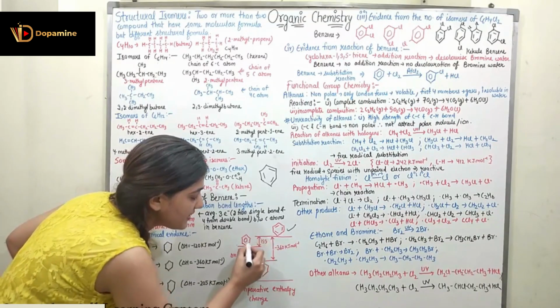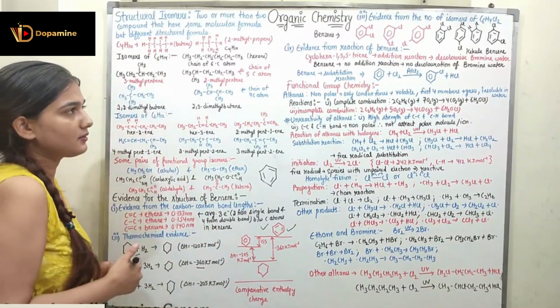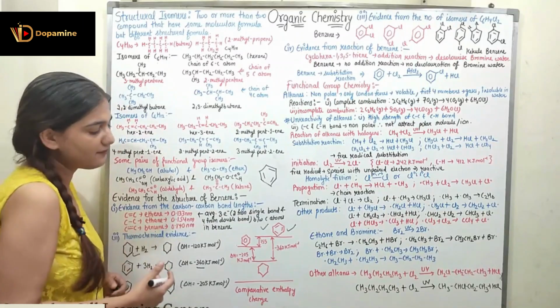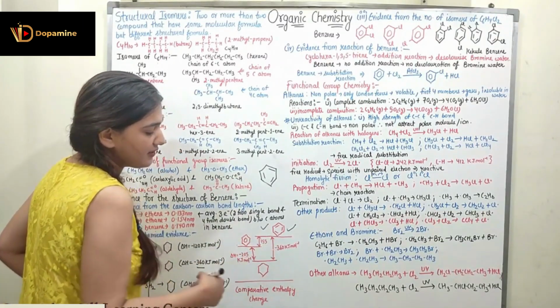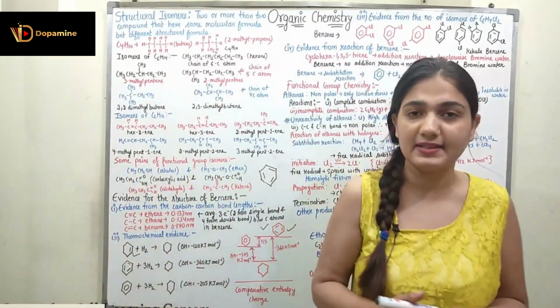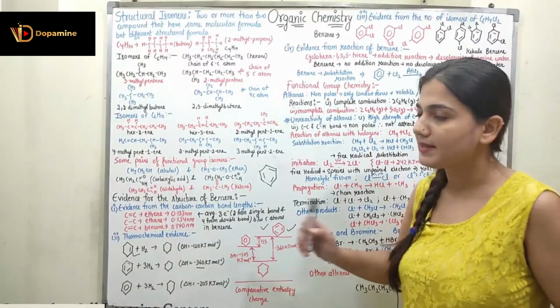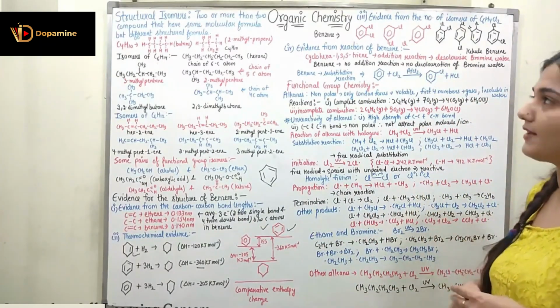So the benzene is more stable than cyclohexa-1,3,5-triene, right? By how much enthalpy? By 155 kilojoule per mole. So I can say benzene is more stable, and due to which this structure is not existing, benzene is existing. We have observed it from the thermochemical evidence as well.